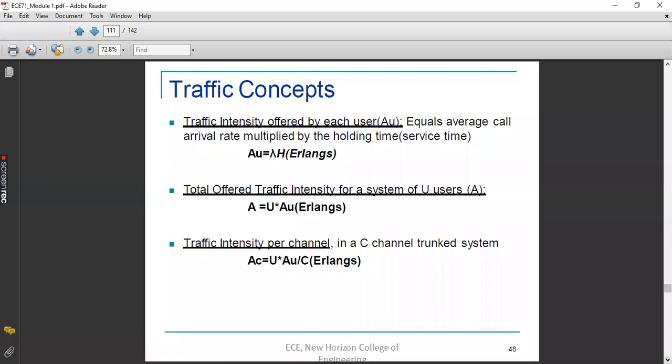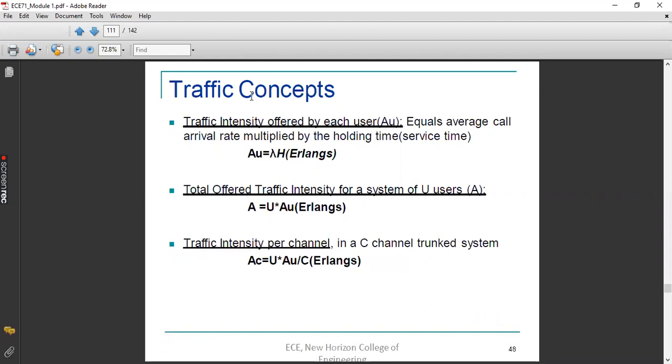What do you mean by call arrival rate? Anybody? What is call arrival rate? It is the number of calls arrived per unit of time, isn't it?